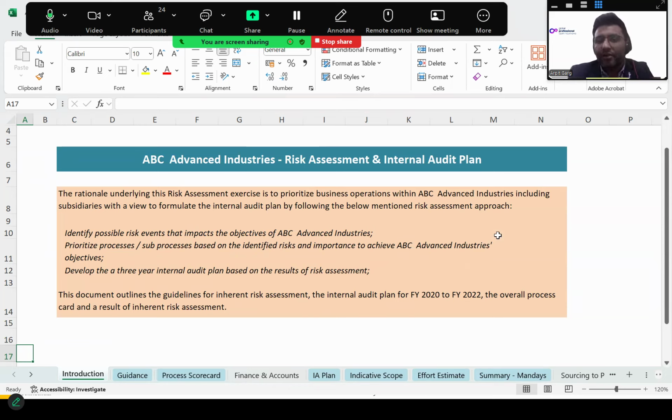Risk-based audit plan. Here we are doing a risk-based audit plan. It's not like a traditional plan. Here we are saying that, first things first, we'll try to identify a risk universe. First thing, what are we going to do? We are going to identify the risk universe.